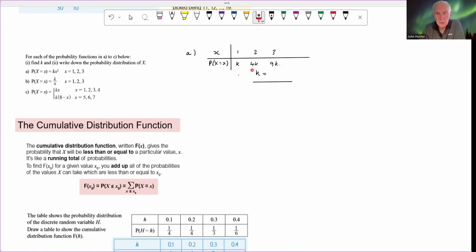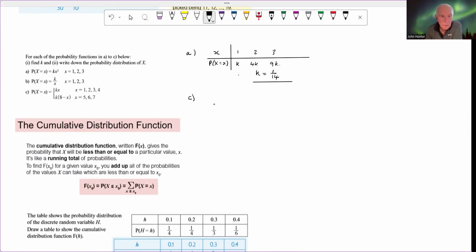When X equals 2, we've got 4K. That's the rule, isn't it? K times X squared. And when X is equal to 3, then the probability is equal to 9K. All right. So in other words, all these total up to 14K. So K is going to equal 1/14th. All right. I'll just have a look at B, which is going to be similar, but let's just have a look at C.